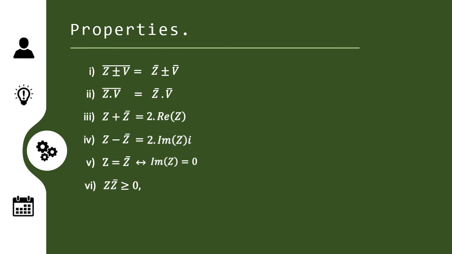So z is equal to z bar if and only if the imaginary part of z is 0. Then z times its conjugate is always greater than or equal to 0, and z times its conjugate is equal to 0 if and only if z is equal to 0, the complex 0.